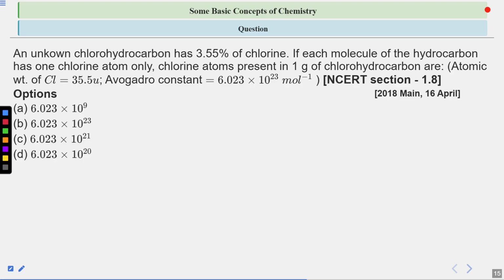Question says that an unknown chlorohydrocarbon has 3.55% of chlorine. If each molecule of hydrocarbon has one chlorine atom only, chlorine atoms present in 1 gram of chlorohydrocarbon are. So atomic weight of chlorine is given. It is 35.5 U, and Avogadro number is given as 6.023 into 10 to the power 23 per mole. You have to know that what is the number of chlorine atom in 1 gram of the chlorohydrocarbon. Your time to solve this question or analyze this question starts now.